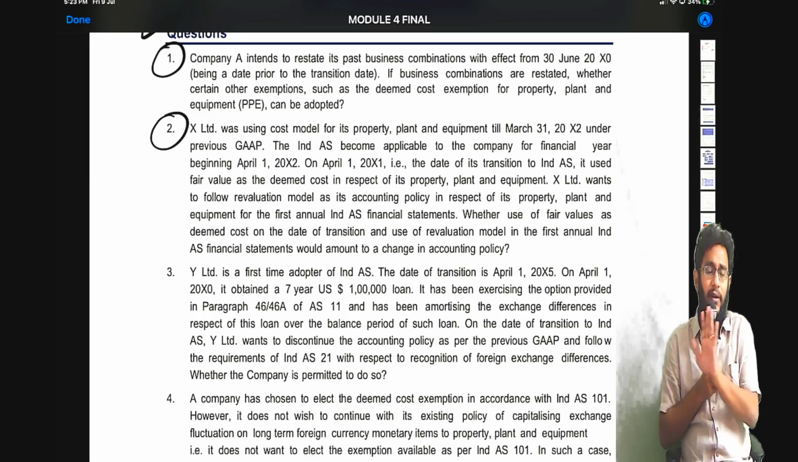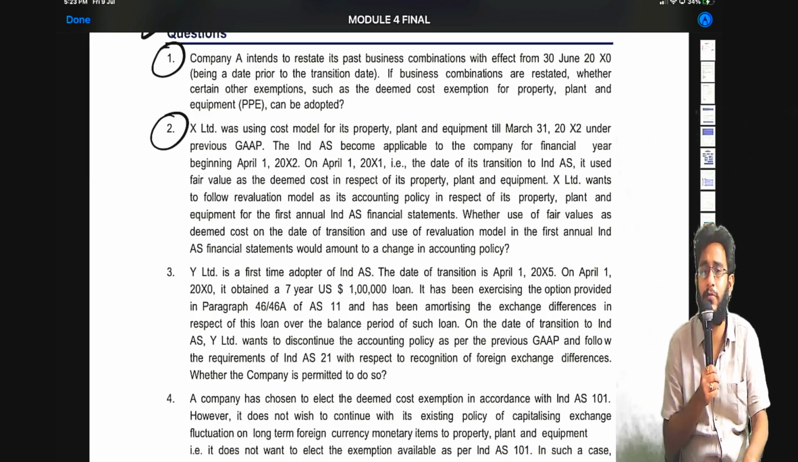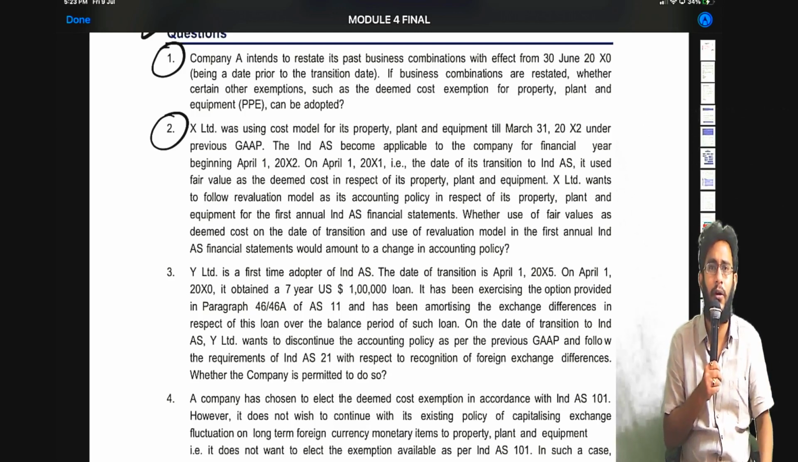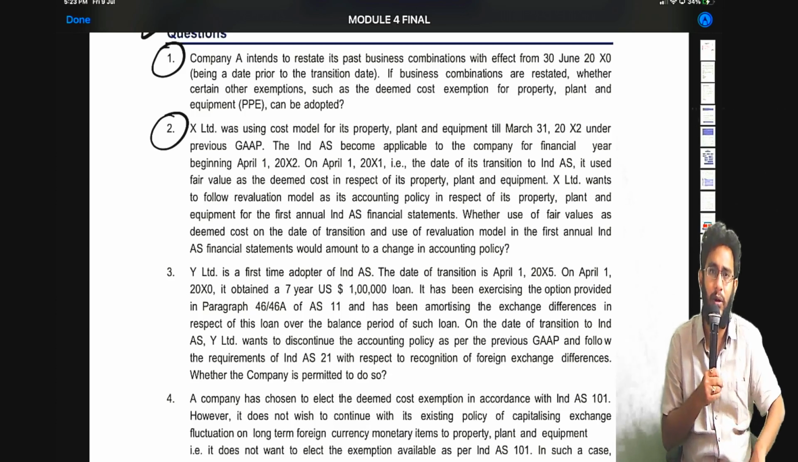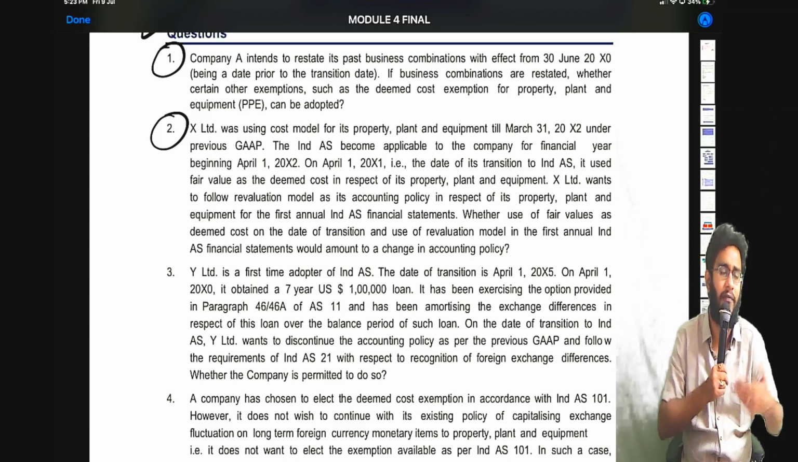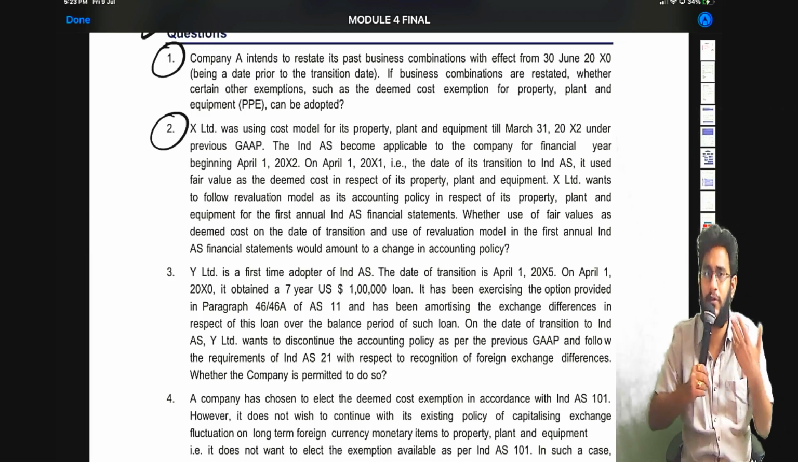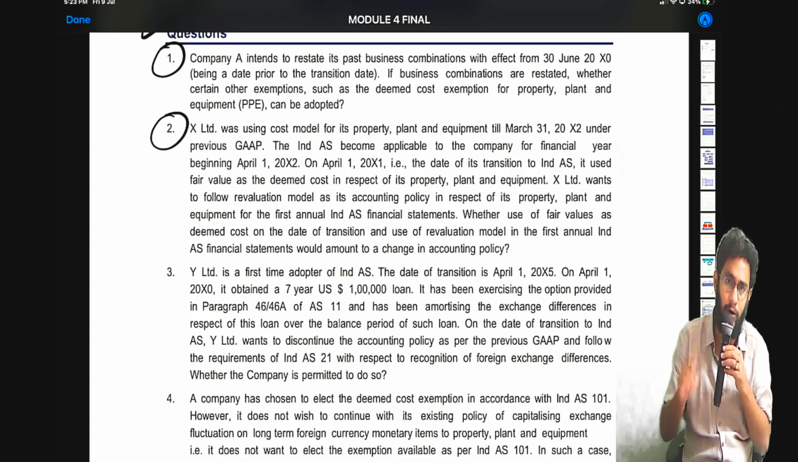So, transition date fair value. Hereafter also he wants to follow the revaluation model, which means the asset has to be fair valued at frequent intervals, right? So he's asking, is it a change in accounting policy? No, because on the transition date it was appearing at fair value. Hereafter also you will be doing the revaluation model, which also says fair value, and therefore we should not read this as a change in the accounting policy.